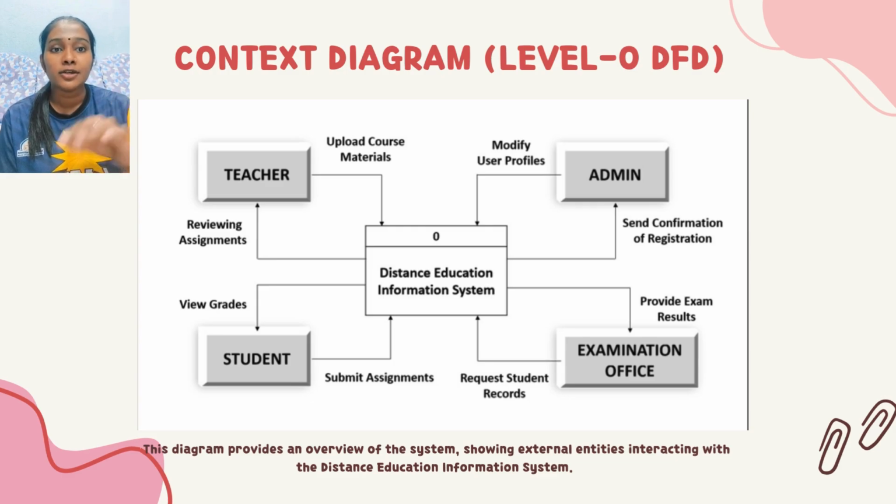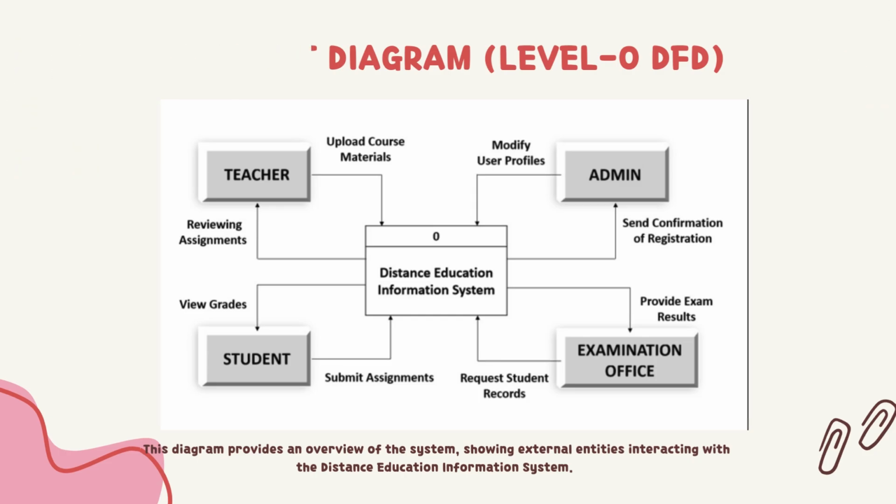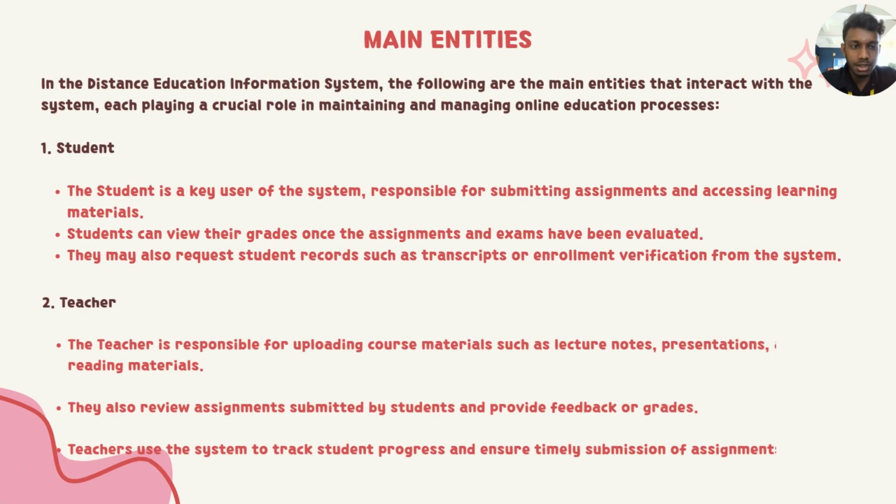The last one, from examination office to system. Examination office requests student record and the system provides details. The last one, examination office provides exam results to the system to update student grades. So these are the main entities for the diagram given.